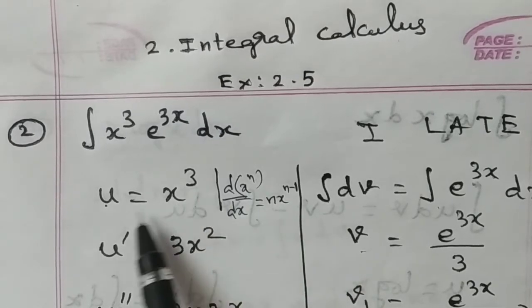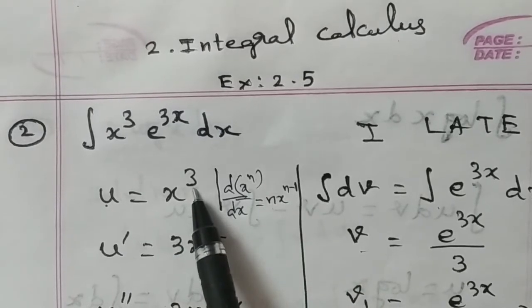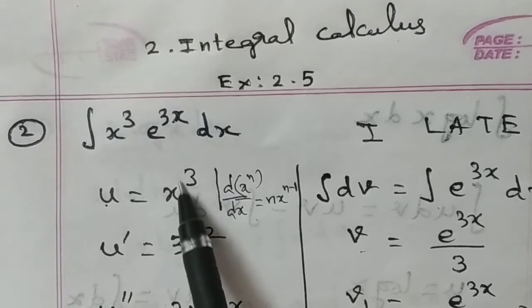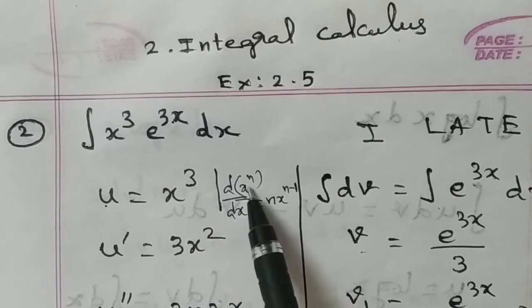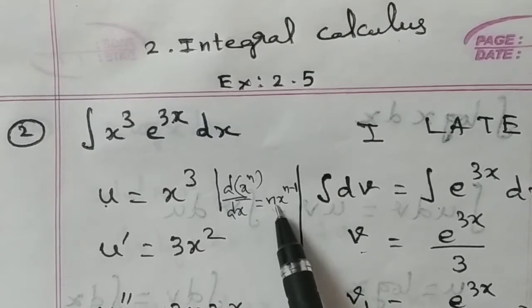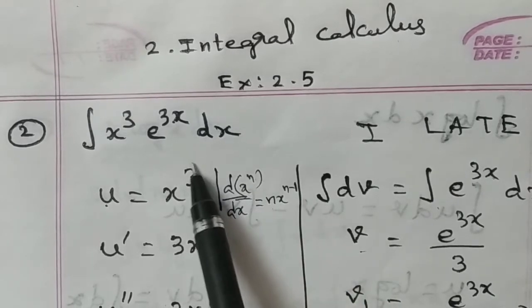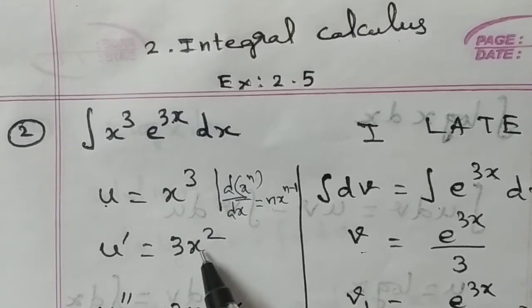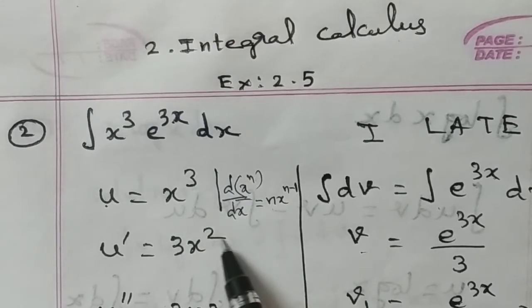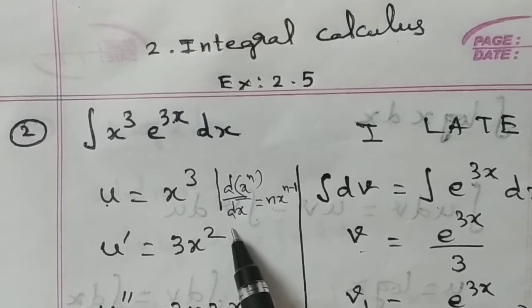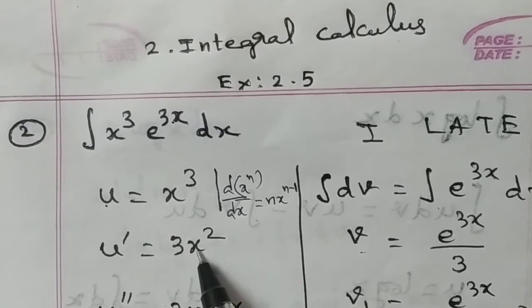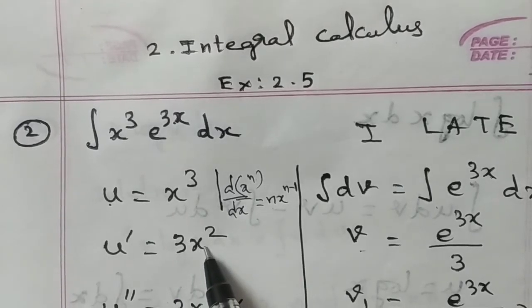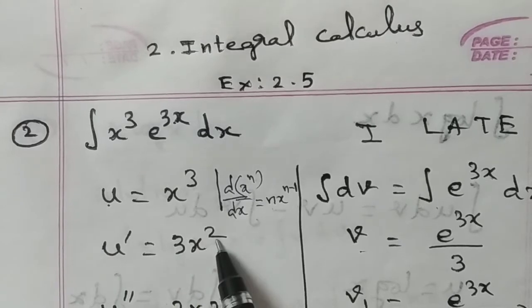See here, u equals x cube. For u dash, what is the power? 3, so write 3. Here n value is 3: 3 x power 3 minus 1. So 3 minus 1 is 2. So u dash equals 3x square.